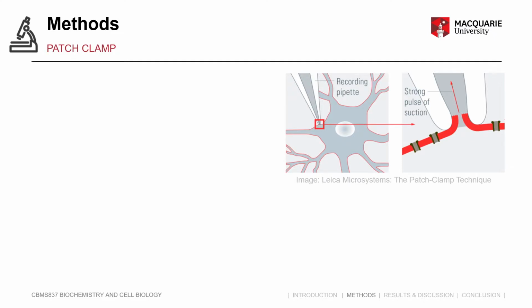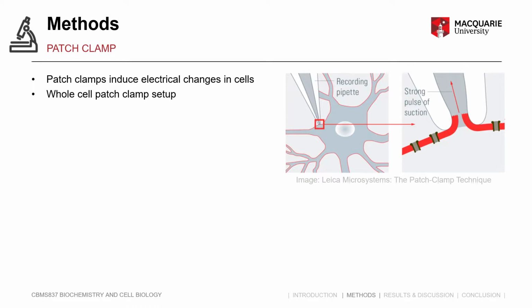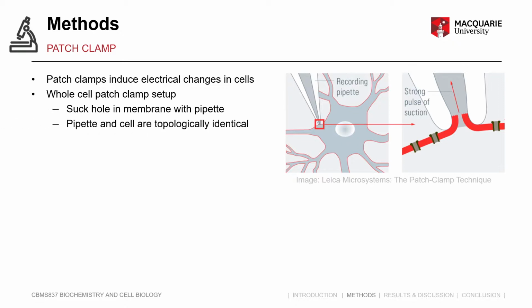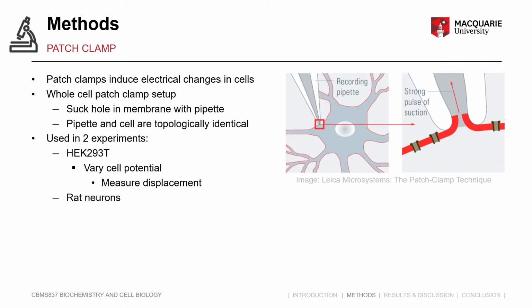An important method for this article is a patch clamp. In this experiment, patch clamp was used to induce electrical changes in cells. This is done in a so-called whole cell patch clamp setup. This is done by touching a neuron with a pipette and then inducing a slight suction, and this creates a hole in the membrane. This causes the inside of the pipette and the inside of the cell to be topologically identical. This was used in the two experiments described before, the HEK and the rat neurons.